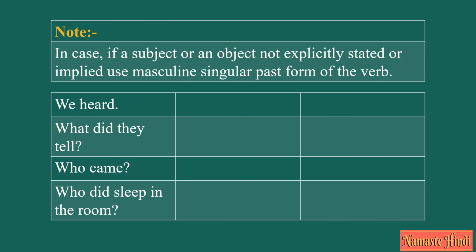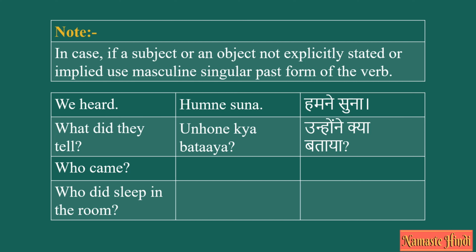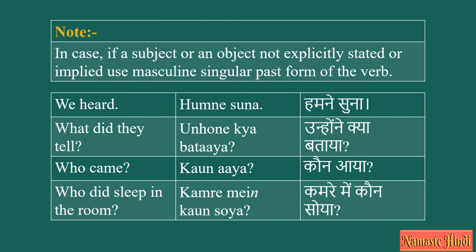Note: in case a subject or an object is not explicitly stated or implied, use the masculine singular past form of the verb. For example, we heard, हमने सुना. What did they tell? उन्होंने क्या बताया? Who came? You don't know the person. It can be female or male. But here we are going to use the masculine singular verb. कौन आया? Who did sleep in the room? कमरे में कौन सोया? This rule applies for all tenses.